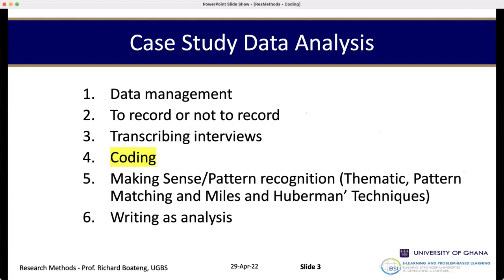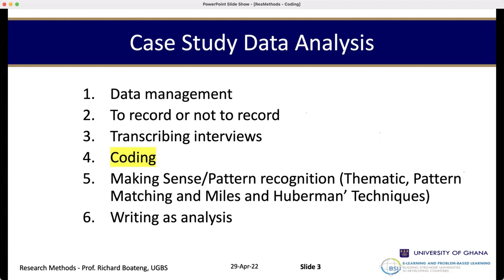How do you identify patterns in the data that you can use to do your work and then make your arguments? That pattern recognition process, or making sense of the data, needs different skills and techniques. Now, what you do in coding is apply labels to the data so that you can then move to the next step where you can make sense of it.